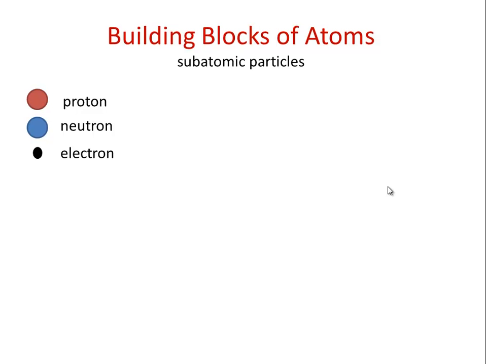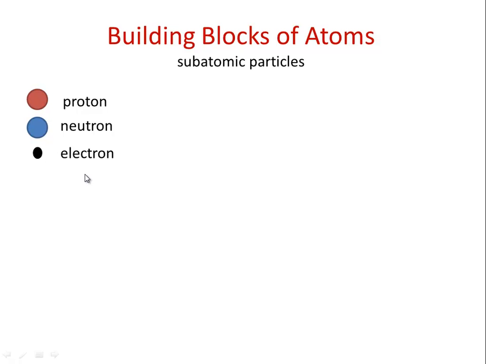First, we need to establish what the building blocks of atoms are, and we refer to those building blocks as subatomic particles, because they're one level under the level of the atom. Here's my key. I'm going to use a reddish circle to symbolize proton, blue for neutron, black for electron.